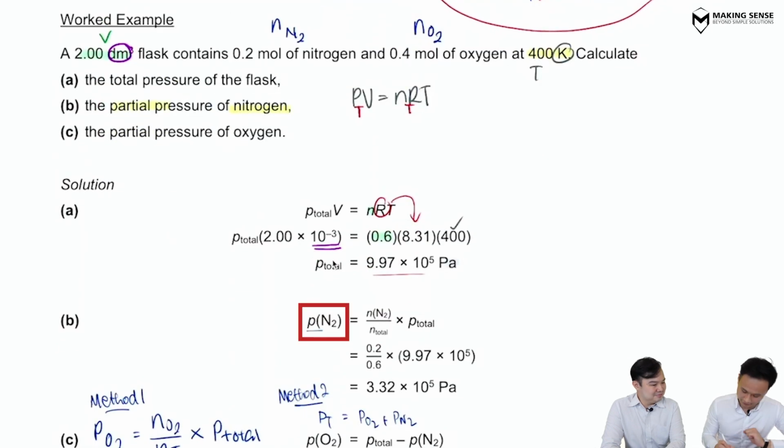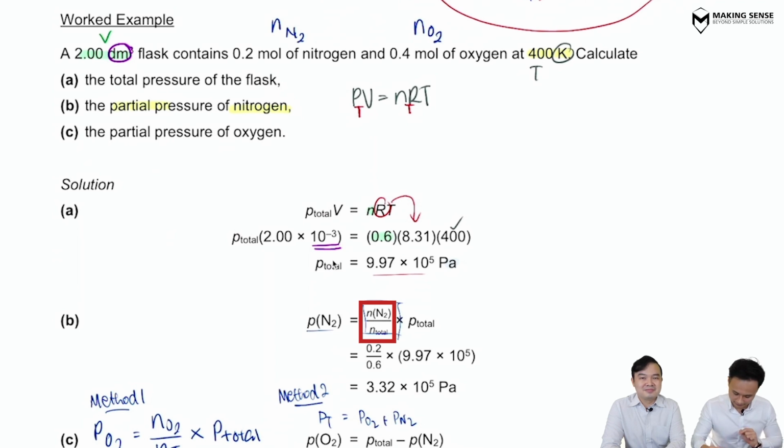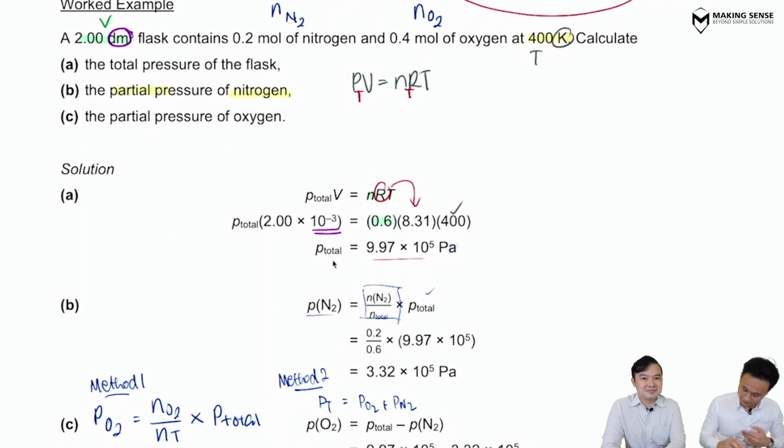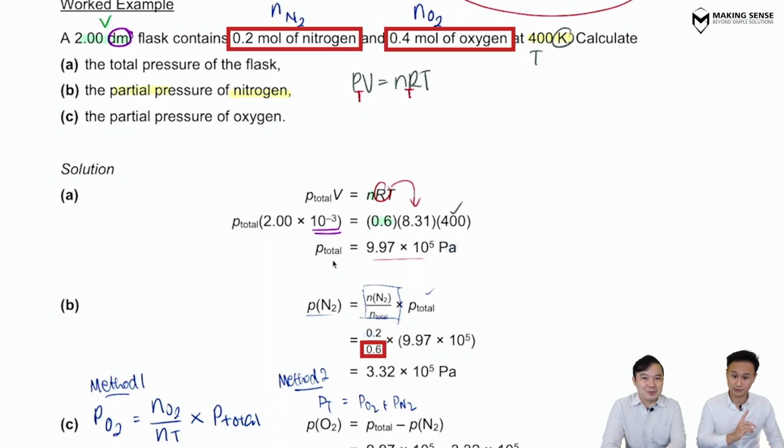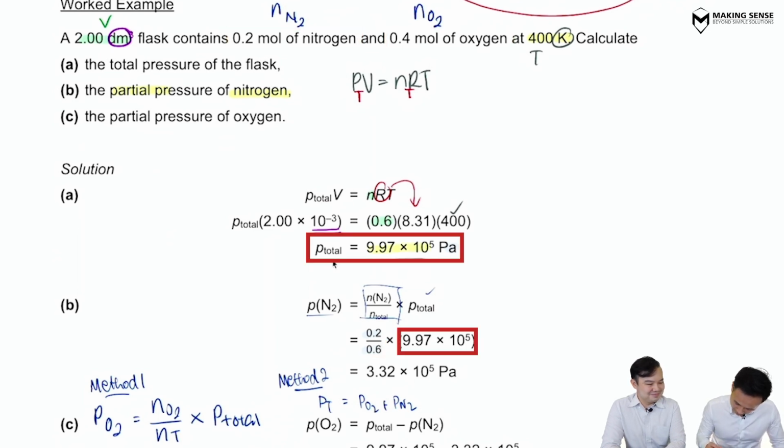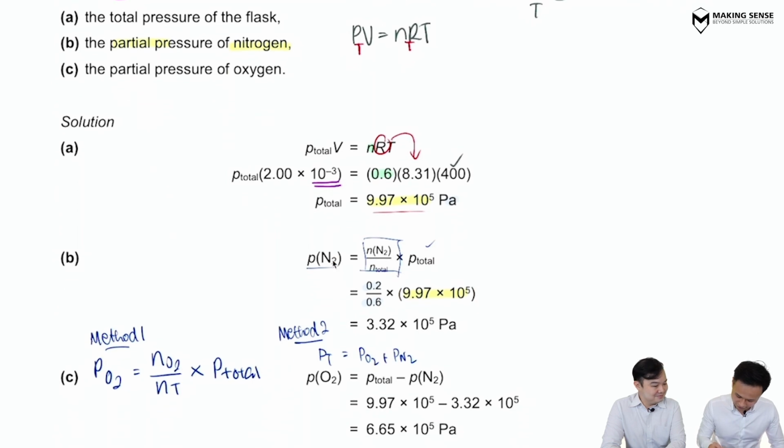The partial pressure of N2 is just the mole fraction of N2 multiplied by the total pressure, okay? So plug this in again. What's my number of moles of N2, Mr. Long? 0.2 mole. Yeah, total number of moles? 0.6. Yeah, okay. So we multiply by the total pressure that we got in part A, plug that in, and we found the partial pressure of N2.